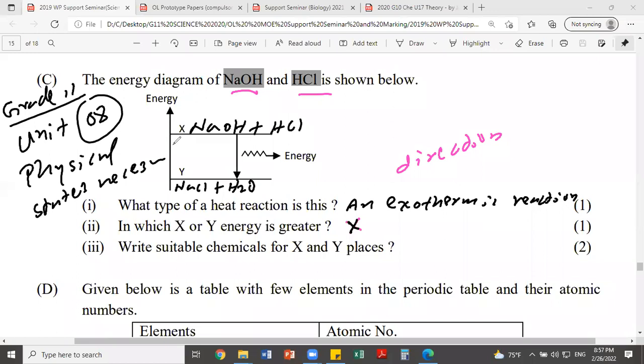But in grade 10 other reactions you don't need to write it, because the energy change depends on the physical state also. That's the reason. Understood? So I wrote the chemicals for X and Y places, and you have to write the physical state. NaOH (aq), HCl also (aq), NaCl (aq), H2O (l).